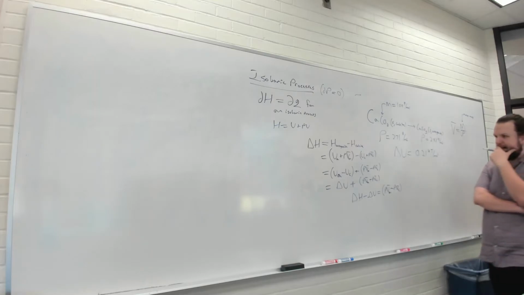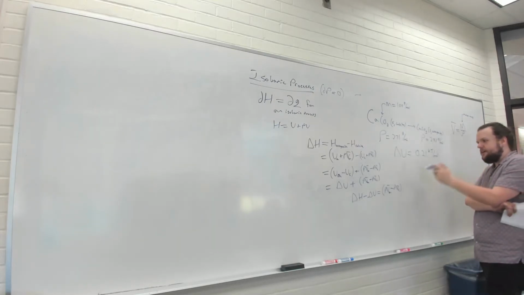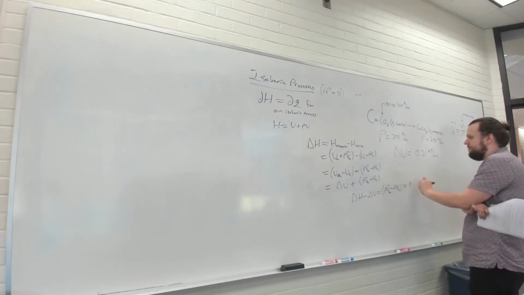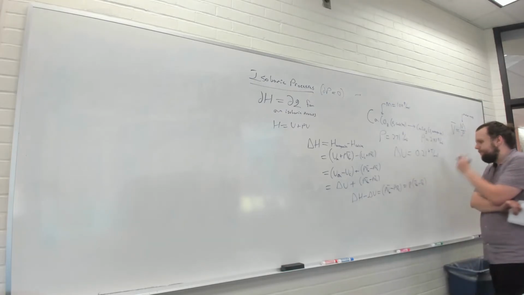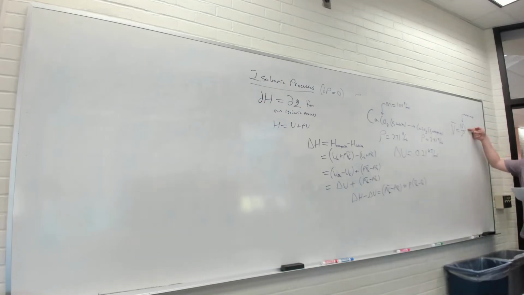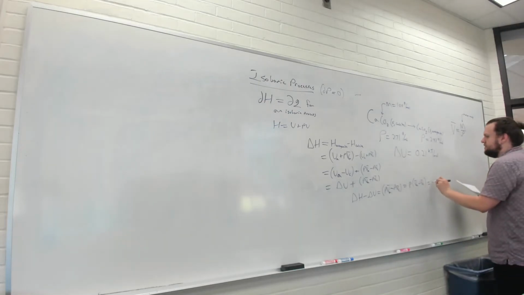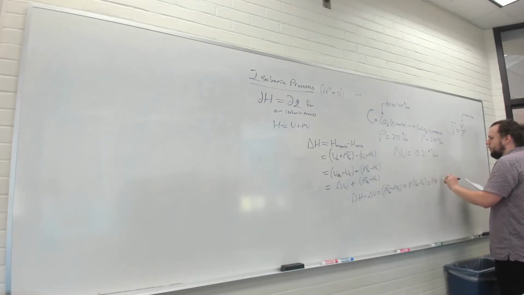Right. Okay. So let's look at this. We can factor out the P because the P is constant. It's the same for both. And then we can bring in this formula here. So that's going to be P, the pressure, times the molar mass, times 1 over the density of aragonite minus 1 over the density of calcite.